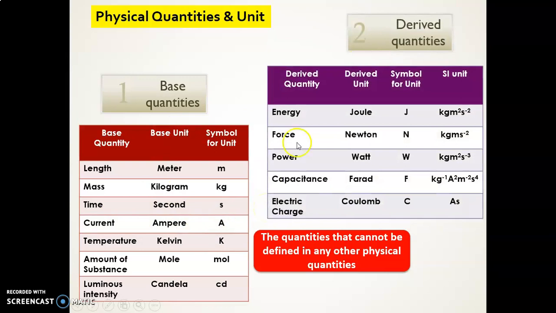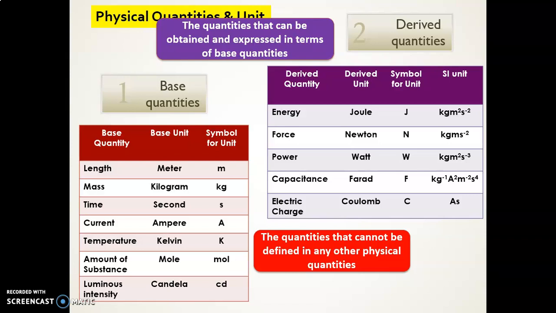Next, the derived quantities. Derived quantities are the quantities that can be obtained and expressed in terms of base quantities. As an example, acceleration is derived from velocity divided by time, and at the same time velocity is derived from displacement divided by time. Another example is force. Force is equal to mass multiplied with acceleration. The derived unit is Newton and the symbol is capital N, while the SI unit is kg meter per second square.